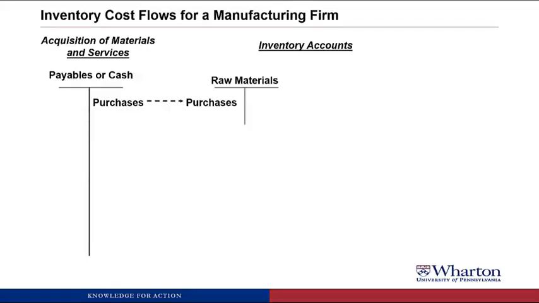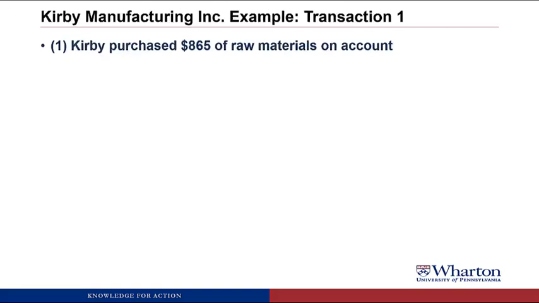To make our walk through this flowchart a little bit more interesting, I want to go through an example of a company and do these flows with real numbers. So in the first transaction, Kirby Manufacturing Incorporated purchased $865 of raw materials on account. And to make it even more interesting, why don't I go ahead and throw up the pause sign here, have you try to do the journal entry, and then I'll come back and give you the answer.